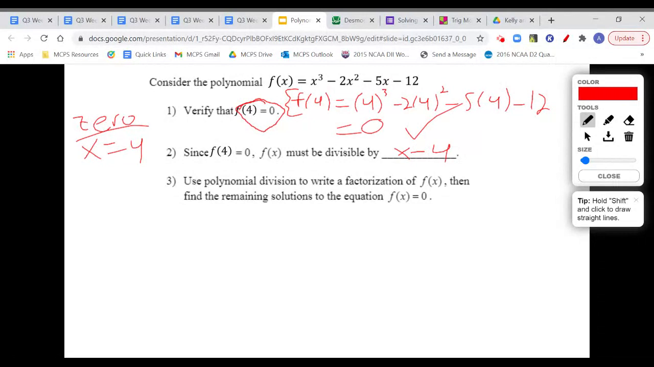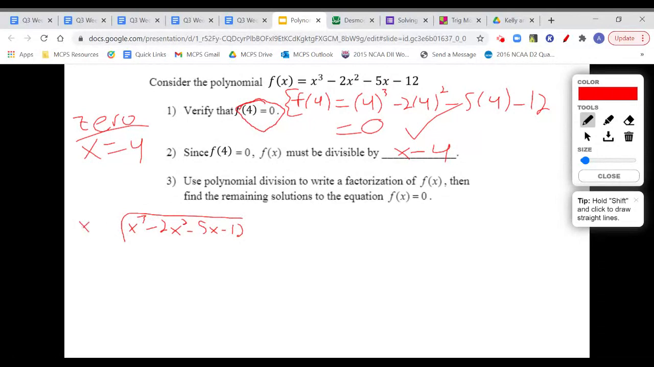Next, it asked me to use polynomial division to find the factorization of f of x. So how do I do that? Well, if my function is divisible by x minus 4, if x minus 4 is one of my factors, that means that if I divide my function by that, I will be left with the other factor. So I'm going to take my function and I'm going to divide it by x minus 4.